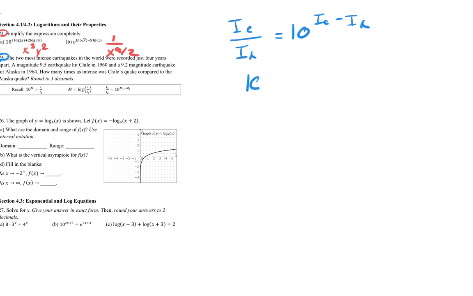So that means that we're going to have 10 to the 9.5 minus 9.2, which is going to be equal to 10 to the 0.3. Then if we plug this in, we see that it's equal to 1.995. So what this means is that Chile's intensity for that earthquake was 1.995 times as intense.